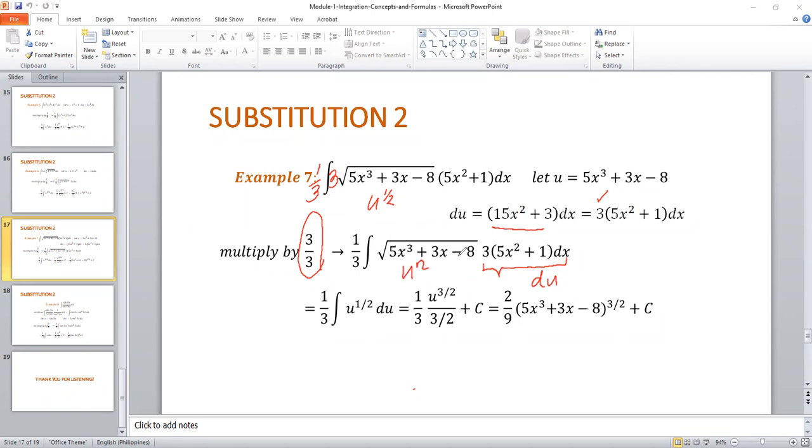So the exponent 1/2 will add 1 to it. It becomes 3/2, and your denominator will be 3/2. The 1/3 that you did not use in here is in here. So 1/3 u raised to 3/2 over 3/2. So the 2 goes up. The 3 and the 3 multiplied to each other. So 2/9. You copy the u, which is 5x cubed plus 3x minus 8 raised to 3/2 plus c. So that's your power rule with substitution.